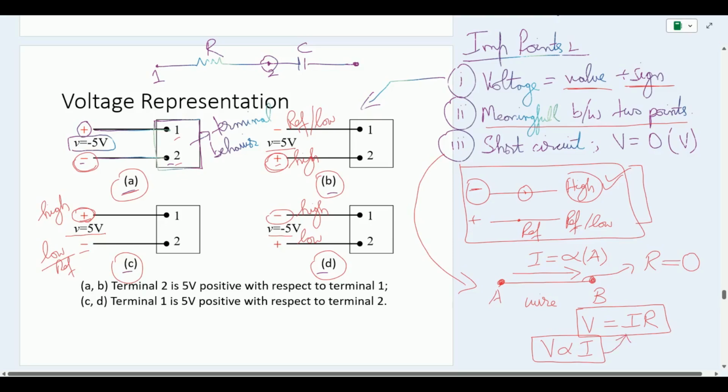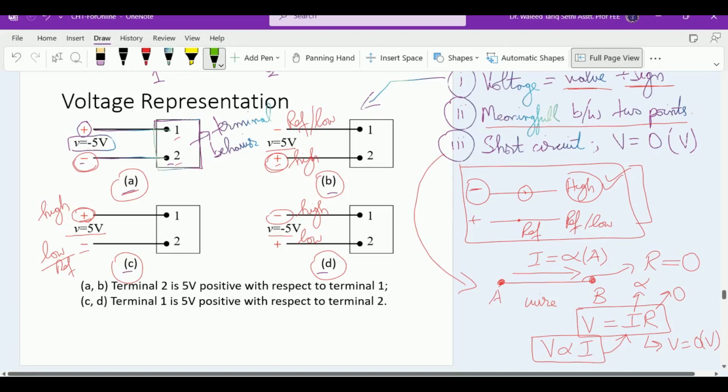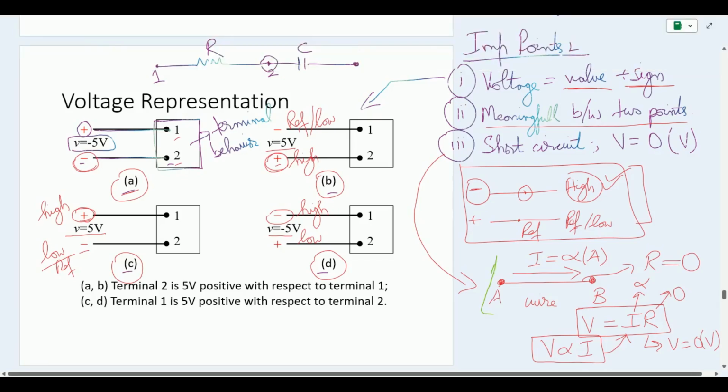So when we have a system where the resistance is 0, although the current is infinite, ultimately the voltage comes out to be 0 volts. So this means that whenever we have a short circuit scenario, let's say this wire, the voltage comes out to be 0 volts, and this is the thing we have to remember.